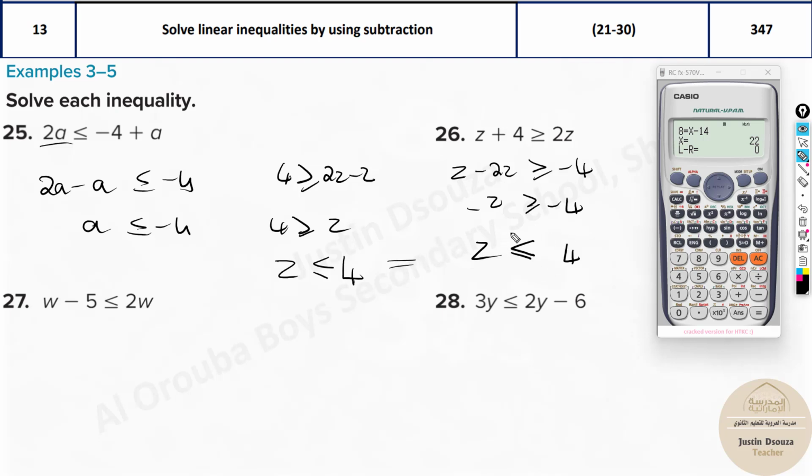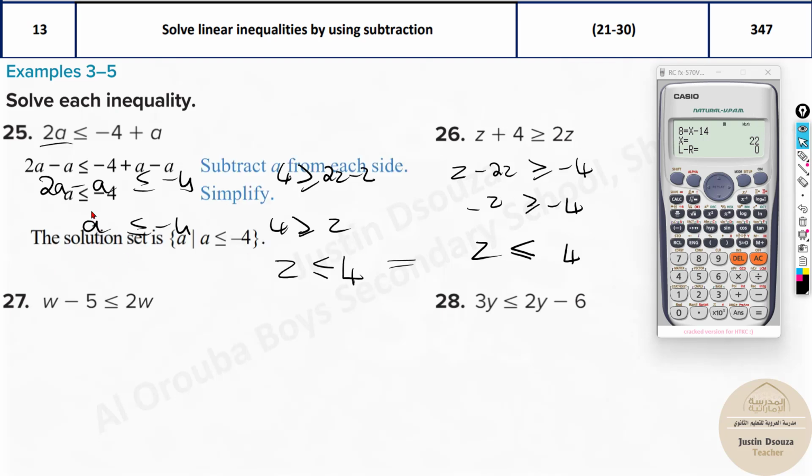But many a times what happens is students do forget, they write z greater than or equal to 4, which is wrong. See, you should flip the symbol, okay? So that is one important thing which you must remember. When you flip the sign, you should even flip the symbol. That's what I mean. So this is how you solve it.